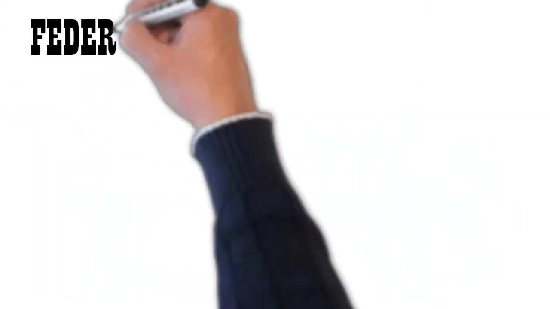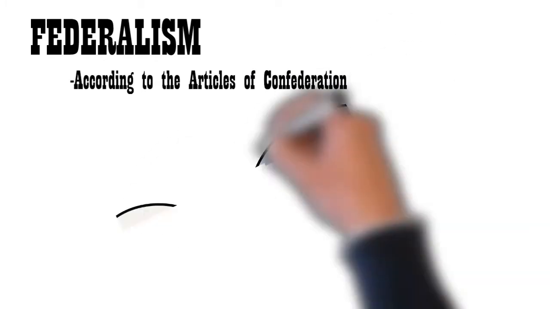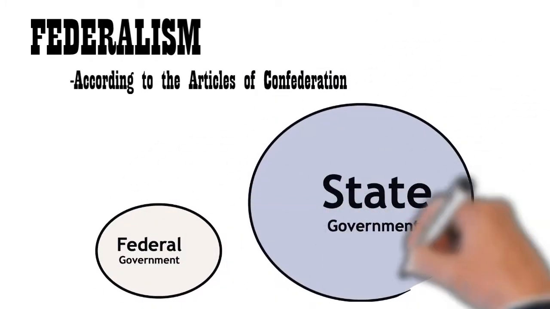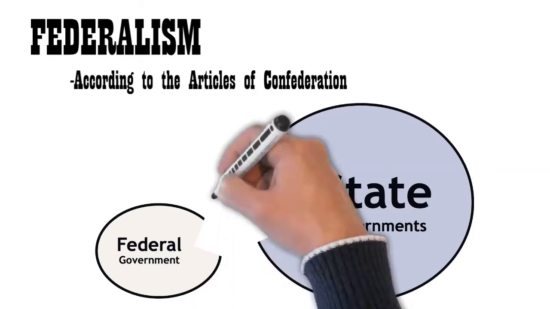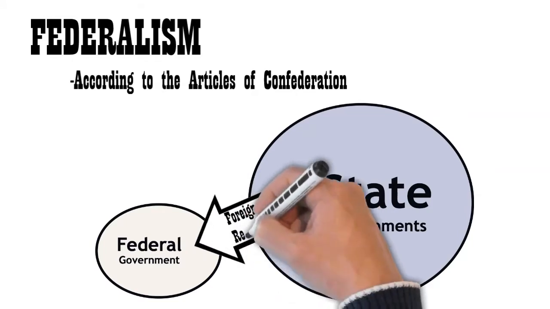However, with the Articles of Confederation, there was an absolute fear of too strong of a central government, so the states are going to be given a lot more power, with the exception of foreign relations. That belonged completely to the federal government.